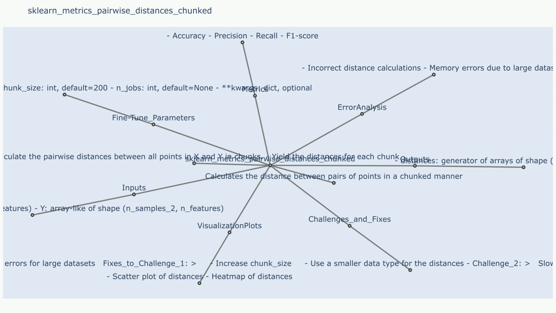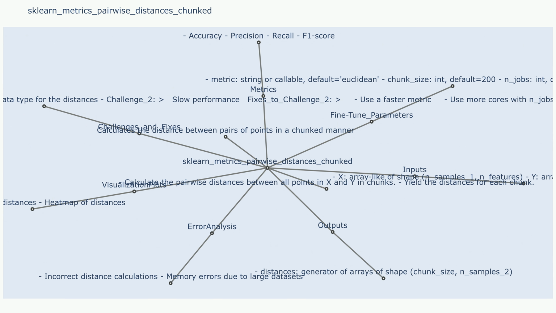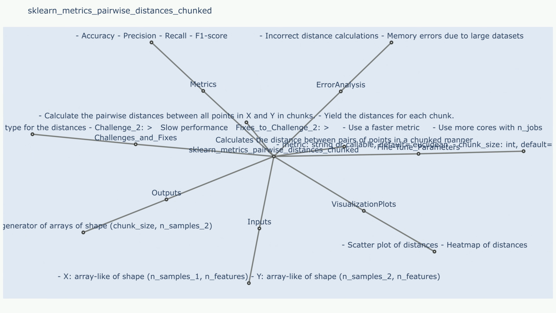Challenge 2: slow computation time for large datasets. Sample use case: computing pairwise distances between millions of samples, resulting in a long computation time. Fixes: increase the number of CPU cores used for parallel processing. This can be achieved by adjusting the N-jobs parameter. Utilize a more efficient distance metric if possible, such as the cosine distance for high-dimensional data.